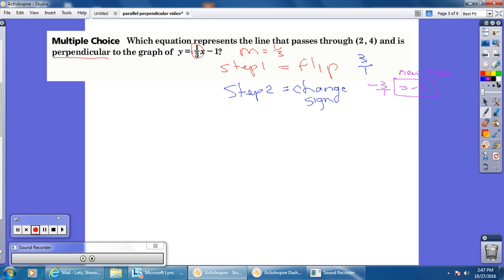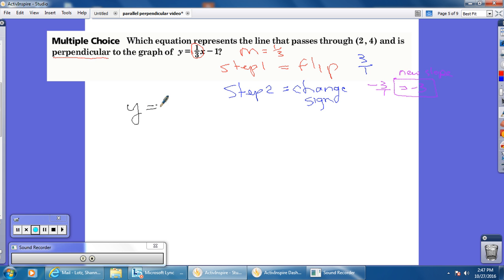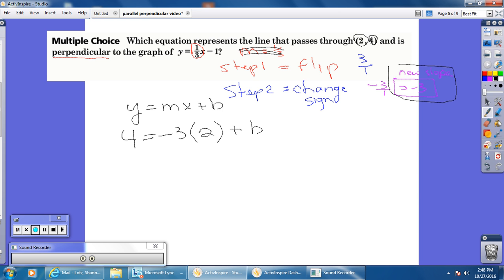The rest we're going to do the same. The rest, I'm going to take y equals mx plus b, and I'm going to plug in everything that I know. I know y is 4. I know my new slope. Remember your new slope right here. Let's get rid of that. My new slope is -3. My x is 2 plus b. And then we solve.